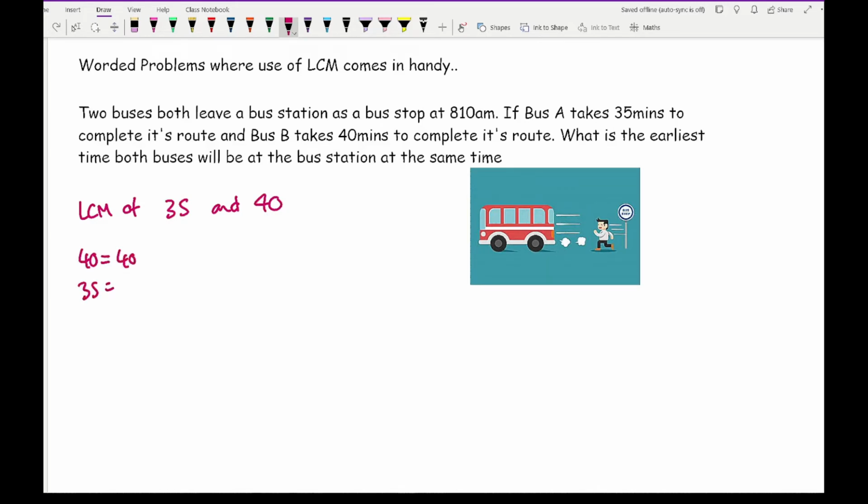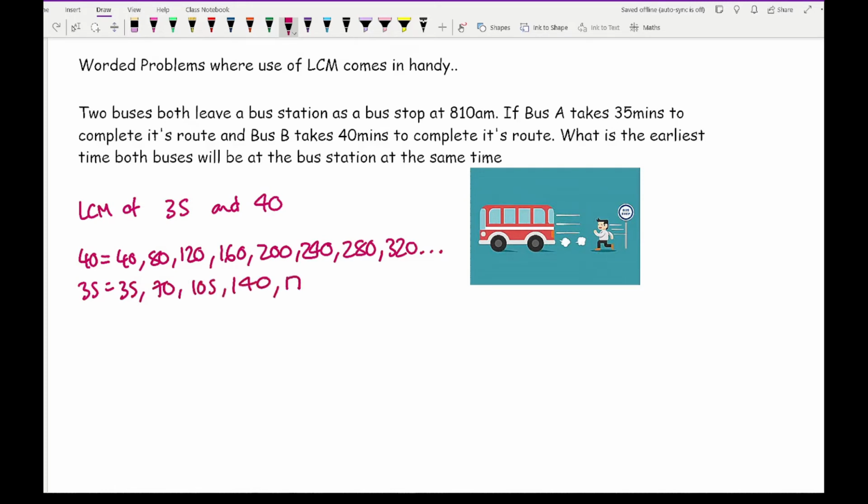So you can either write down those numbers. For 40, I've got 40, 80, 120, 160, 200, 240, 280, 320, etc. And then for 35, I've got 35, 70, 105, 140, 175, 210, 245, and 280. So I can see straight away that 280 is there.